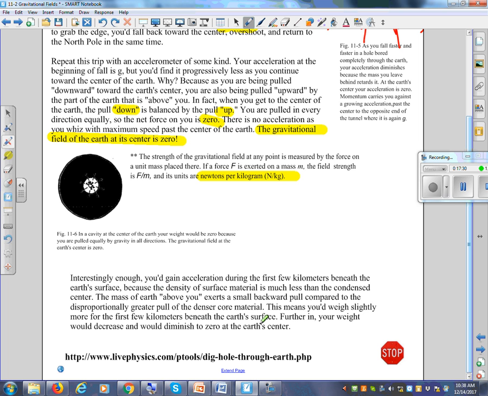Now, we're not going to do that, obviously. Can you imagine the paperwork that I need to dig a hole and go to the center of the Earth? All the risk assessment I have to do.